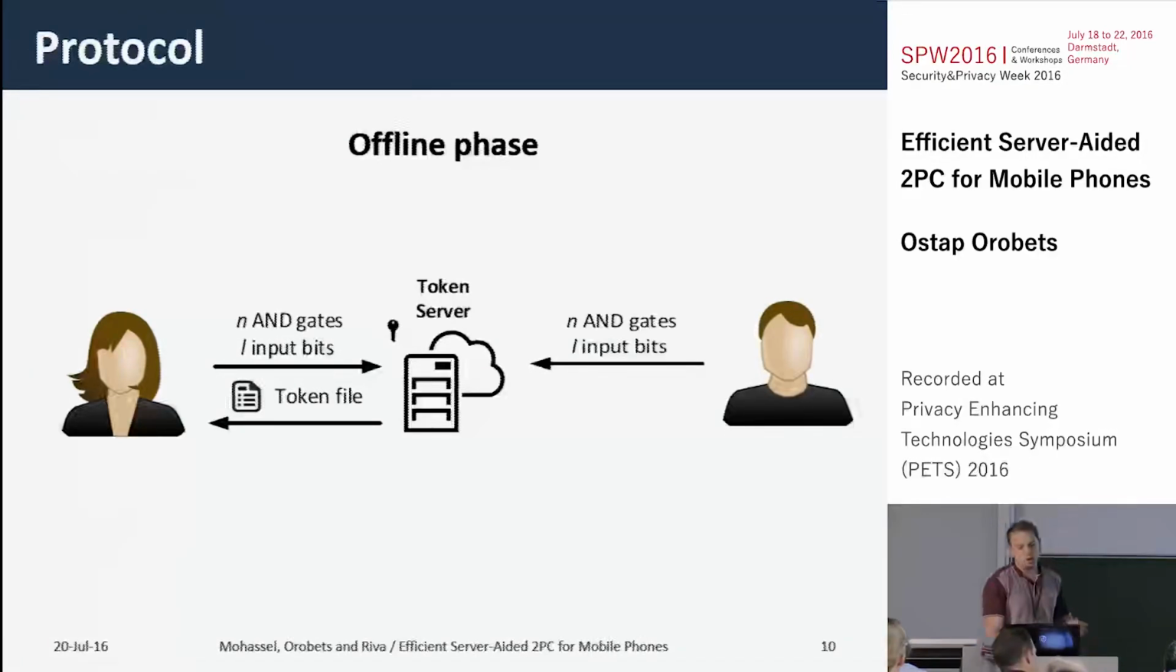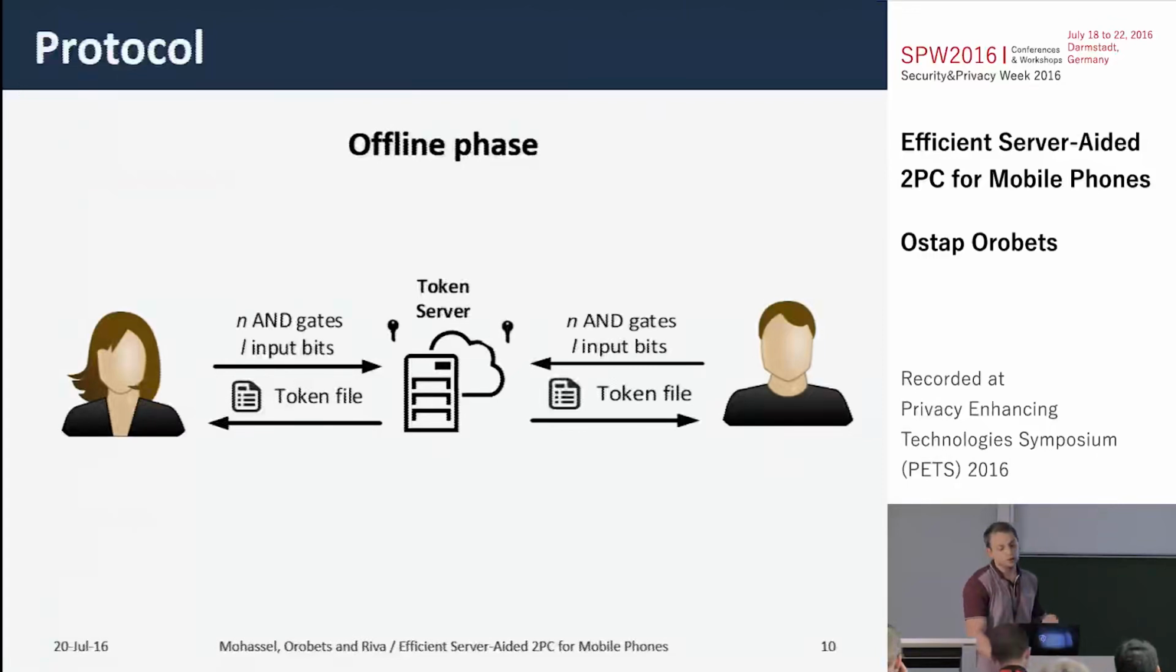Then comes Bob. He does the same, and at this point he again doesn't know anything about Alice. He says, okay, I will do the computation and I need computational material for AND gates. The token server generates a file, some key associated with the token file, and sends the token file back.